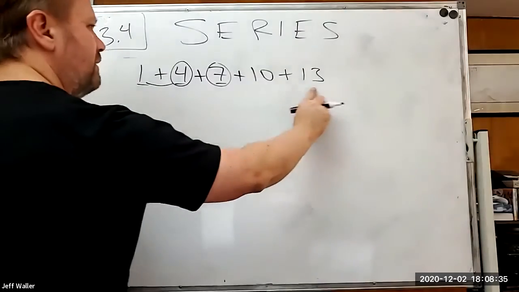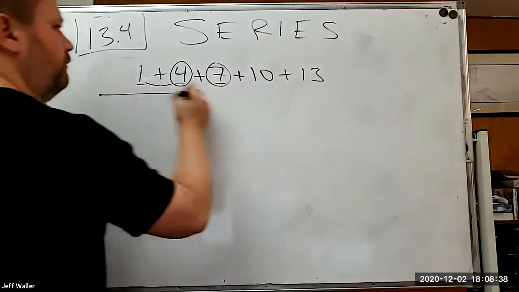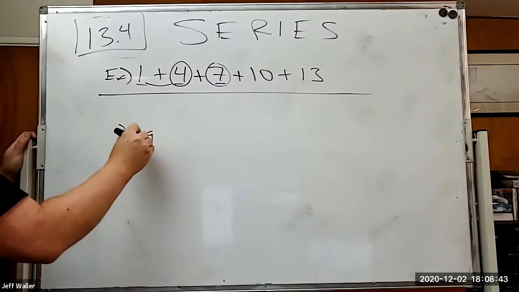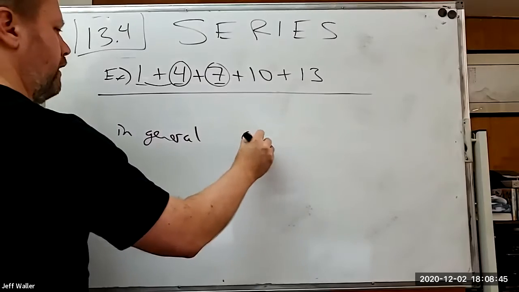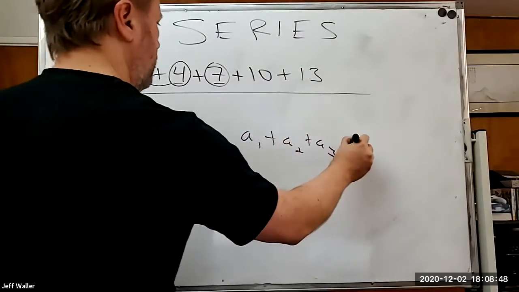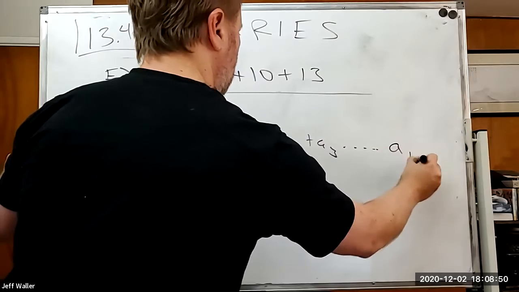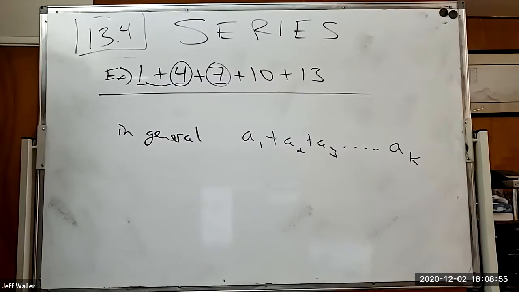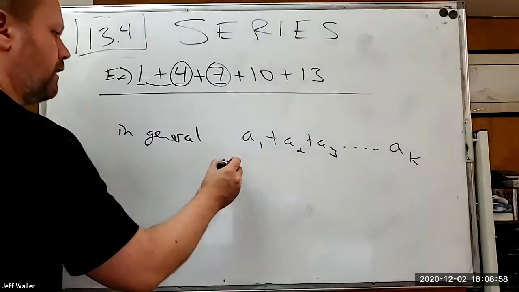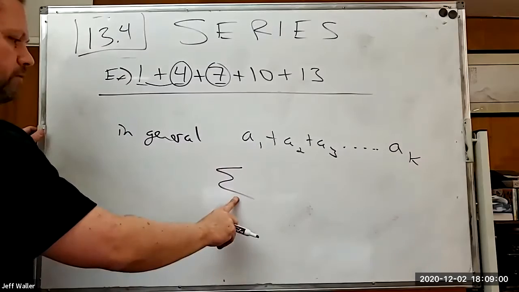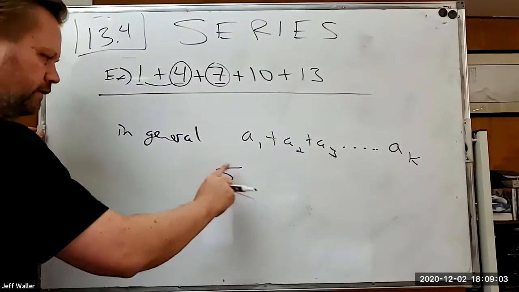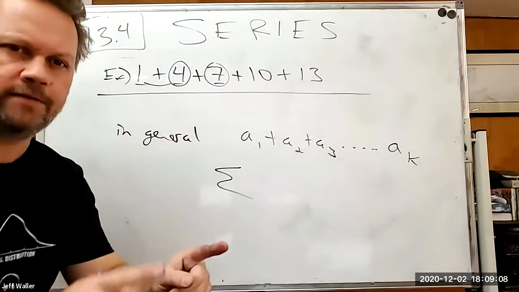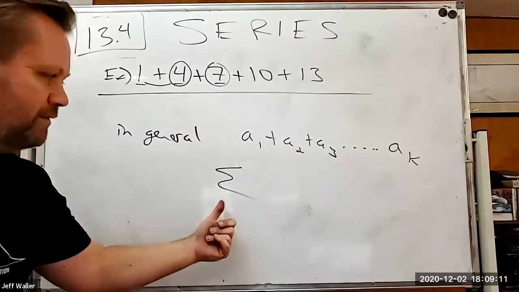How would I represent this? Before we get into the specifics, we'll come back to this one in a minute. In general, if I have A1 plus A2 plus A3 up to AK, I would represent that using this symbol. Does anyone know what Greek letter this is? What letter of ours is this related to?